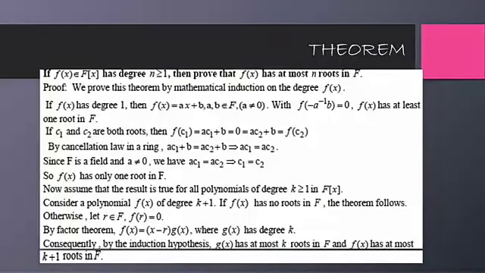Number 2, we assume n equal to k is true. And for the third one, n equal to k plus 1 is to be proved. So 3 steps are there in your mathematical induction. So the same thing I'm applying here for this particular theorem.